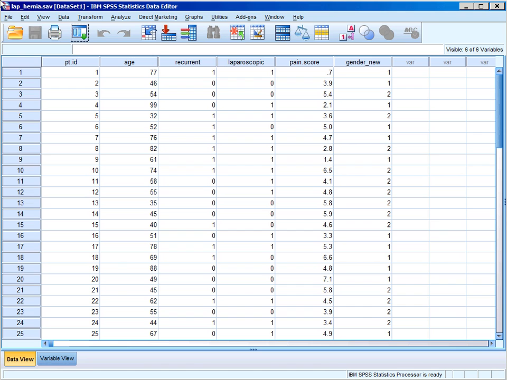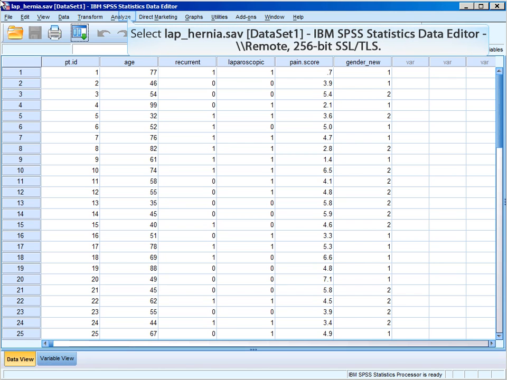Open SPSS and laphernia.sav as normal, and this is what you should see. So we're going to ask the question, how many patients who had a recurrent hernia had a laparoscopic procedure, and how many patients who had a recurrent hernia had an open procedure, and vice versa, how many patients who didn't have a recurrence have open versus laparoscopic.